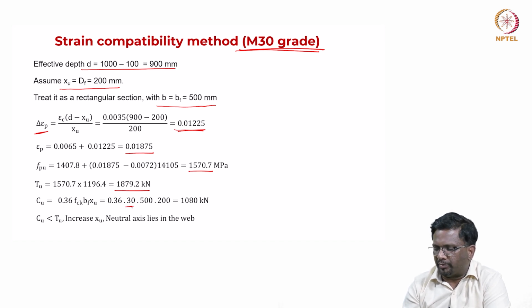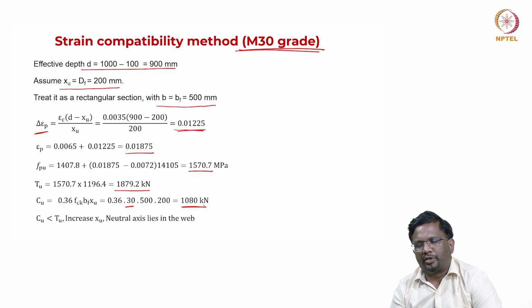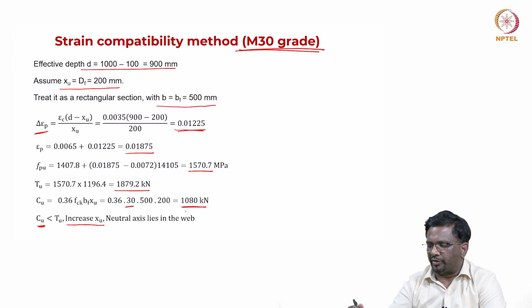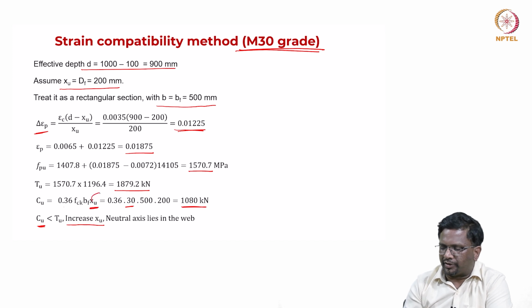Now, FCK has become half instead of 60. So, you see here now the compression force is 1080 kilonewton only. Cu has actually become lesser for a lower grade, right. So, you see here now we have to increase XU because the tension force is higher than the compression force. So, I have to increase the compression force. The only way I can increase the compression force is by increasing your XU, right.